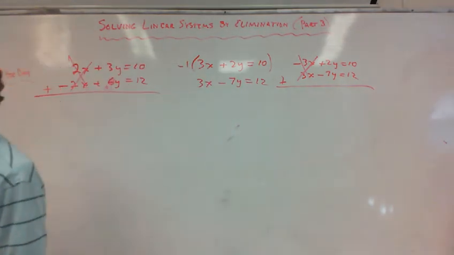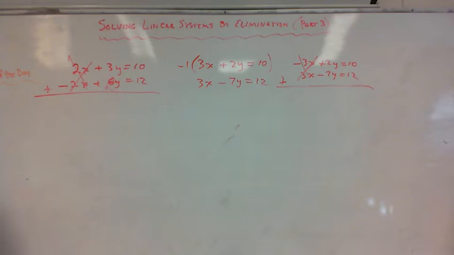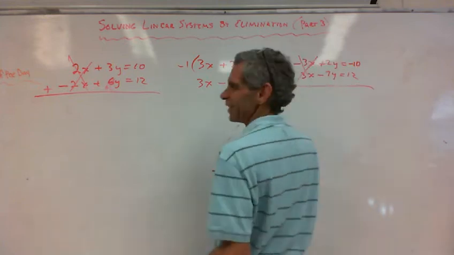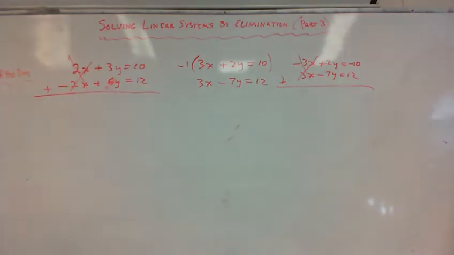Wait, whenever you multiply one side of the equation, when you do negative 1 times 3x, you have to do it to the other side. Oops. And the 2y. Yes, and the 2y. Good job.